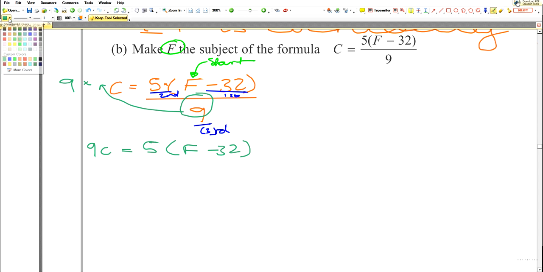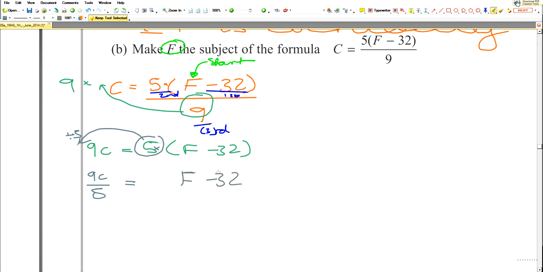Okay, the next bit. Opposite now, times by 5 is divide by 5. We'll have now 9C divided by 5. Once the multiplier of 5 goes, the brackets also go, so we don't need them anymore. Okay, the next bit and the last bit, what do we do now? Minus 32 goes over. That's the last thing to move over. It becomes a plus 32. Now, this is very important.